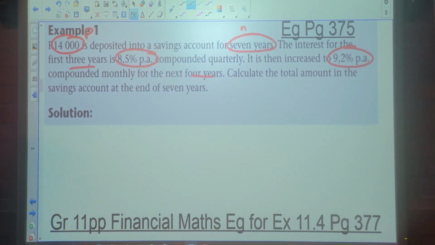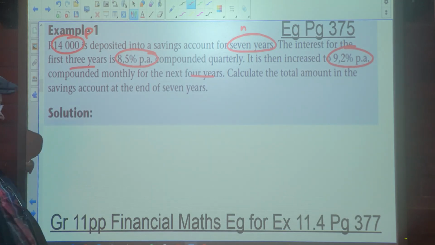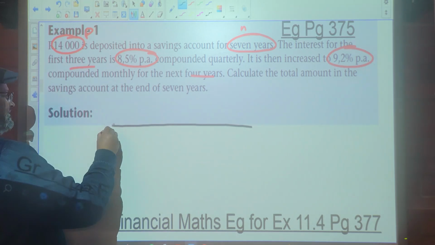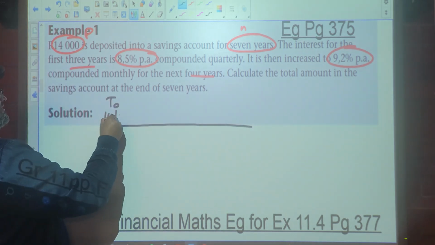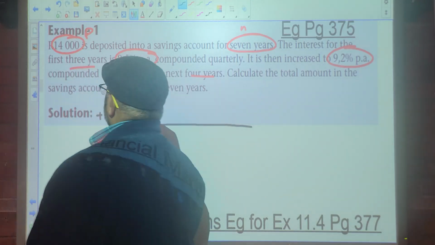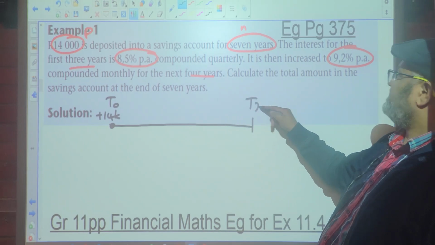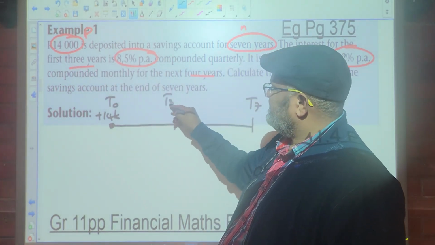Now last year we dealt with timelines, not so? It's going to be the easiest for these types of questions to draw a timeline. So I'm going to go straight from the offset into a timeline. So you go T0, the starting time, what happens? They deposited 14,000 rand into the savings account for 7 years, so it goes to T7. The interest rate for the first 3 years, so it goes to T3.